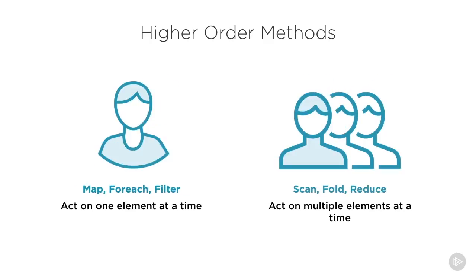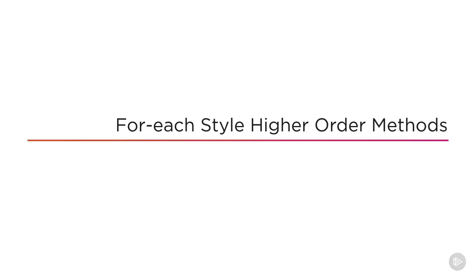We can broadly classify higher order methods into two categories. Category 1 includes methods such as map, foreach, and filter. These act on one element at a time. In contrast, other higher order methods such as scan, fold, and reduce operate on multiple elements, albeit via a running result. This means that functions such as scan, fold, and reduce are actually extremely powerful. We'll get to those in a lot more detail in a few minutes, but for now, let's focus on the foreach style higher order methods.